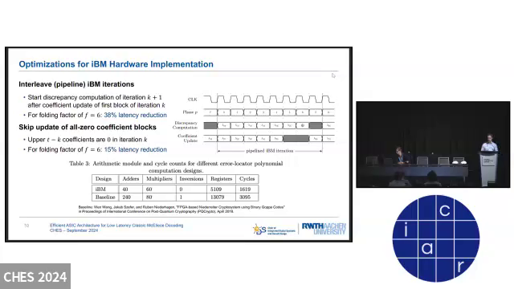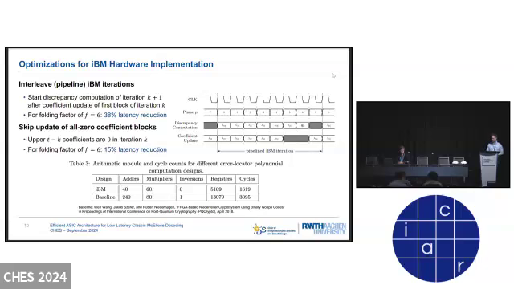When we compare the two implementations, we can see that our design requires significantly fewer arithmetic modules than the baseline Berlekamp-Massey implementation, as well as fewer registers, but at the same time allows to significantly reduce the latency required for computing error locator polynomials by the optimizations I just described.